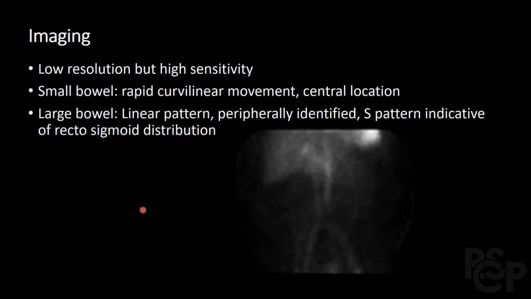So in imaging, it's important to know that there's very low resolution but high sensitivity, as we can see over here. We can see the liver and the spleen over here, and then the aorta coming down, and then the common iliac bifurcating over here. And there are general patterns to look out for. Again, these are very general patterns. In the small bowel, if there's rapid curvilinear movement or a central location, it's likely a small bowel bleed, versus a large bowel bleed, which will have more of a linear pattern, is peripherally located, or sometimes an S pattern, which can be indicative of rectosigmoid distribution.